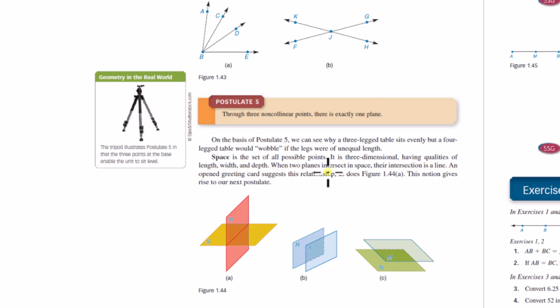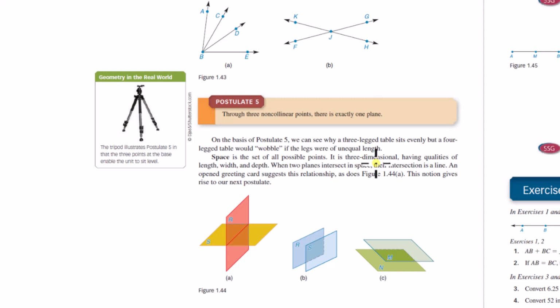When two planes intersect in space, their intersection is a line. So when you think about space, just the universe around you, it's the set of all possible points. Any point that exists, that's what space is. It is 3-dimensional.